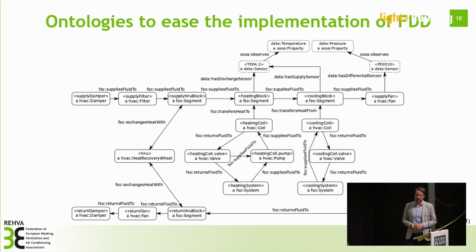And with the FSO, we can describe the relationship of the devices and measurements, and also the relationship between the systems. So here from the heating coil, we come to the heating system as well. For example, if there's some fault in the heating coil, it might be that the heating coil has some problems, but actually the cause of the problem might be here on the heating system side, not in the ventilation system. And with this kind of ontologies, we could do a deeper analysis of the performance of the systems.